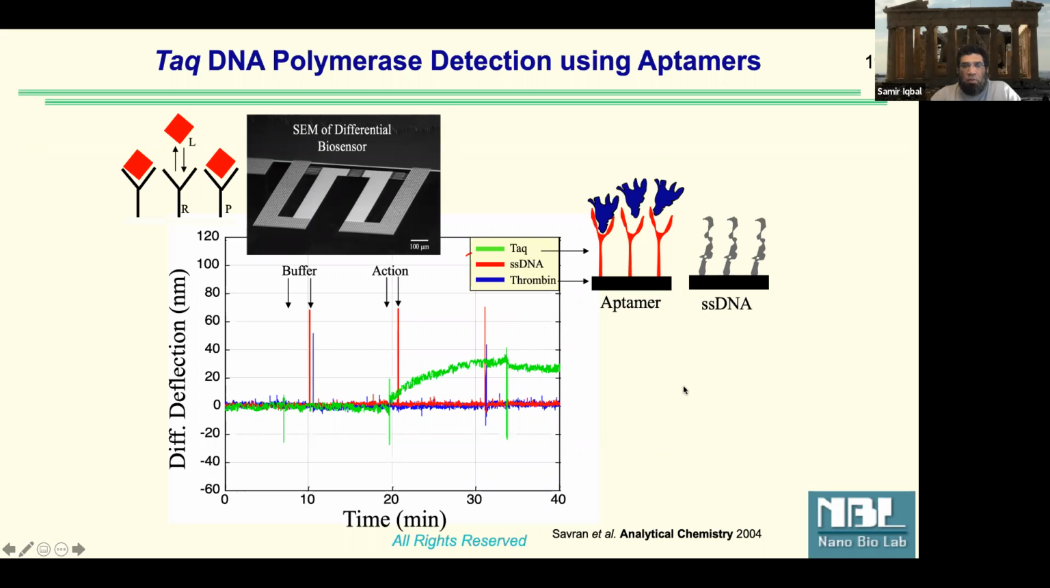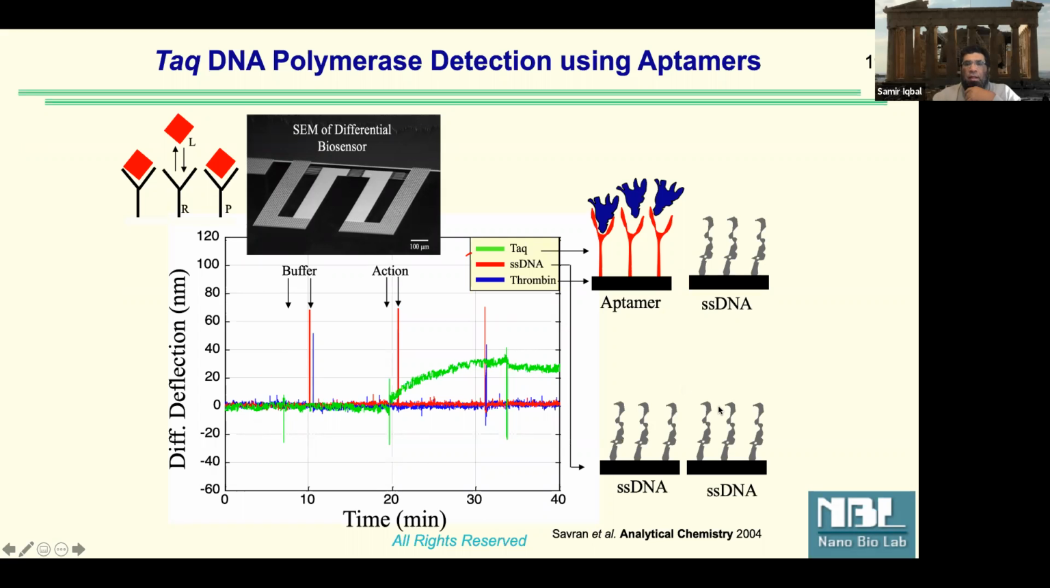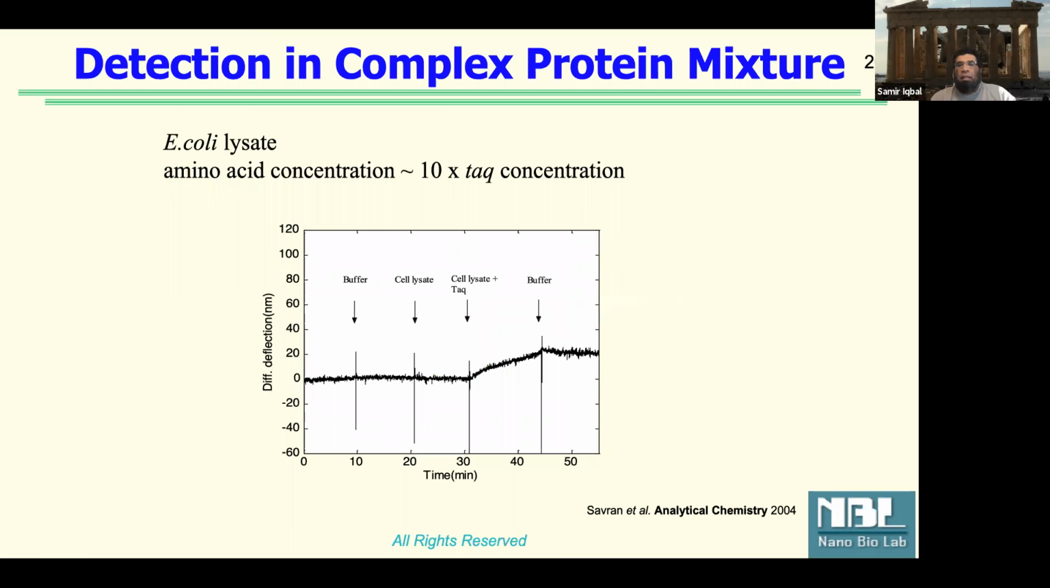Now, this is work from Purdue University. I think one of you talked about work from Purdue in one of your assignments as well. So if it binds, it changes shape. If it doesn't bind, the single-strand DNA stays as it is. There's work on E. coli detection as well. So they break apart E. coli, that's what's called lysate, and they look at the molecules inside that bacterium. And that concentration can be seen by, again, differential deflection in the cantilever, which shows a spike.